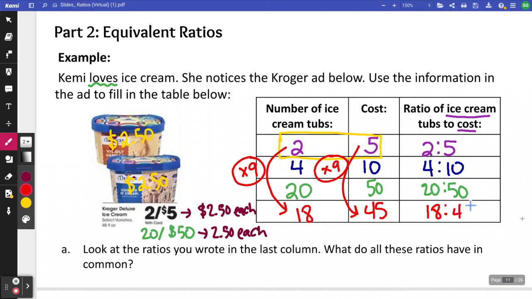Now for each of these, we've been writing ratios for them. I've got 2 to 5, 4 to 10, 20 to 50, 18 to 45. Coming down here for this question at the bottom, look at all of those ratios. What do all of those ratios have in common? Take a moment to think about that.